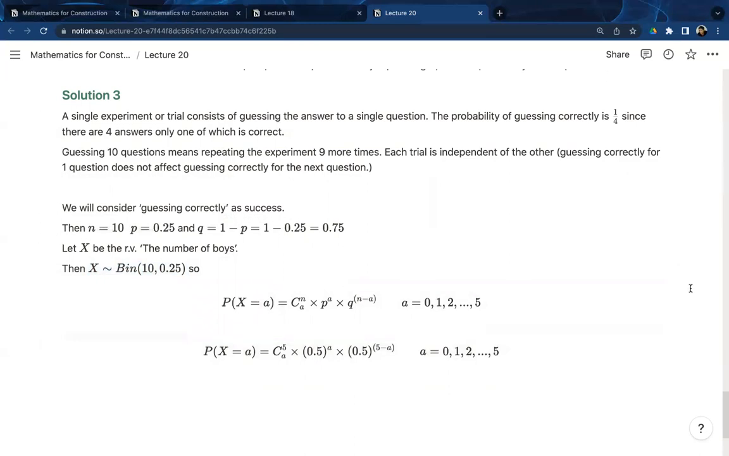So this is enough justification here. You identify what one trial is. One trial is guessing a question. The chance of success is a quarter because there are 4 answers, one of which is correct. And then you want to guess 10 questions, so you're repeating the experiment 9 further times. So it's 10 times in all. These trials are independent. So it has to follow a binomial distribution because you have 10 independent trials and the probability of success in each trial is the same, which is 0.25. That's why it follows the binomial distribution.